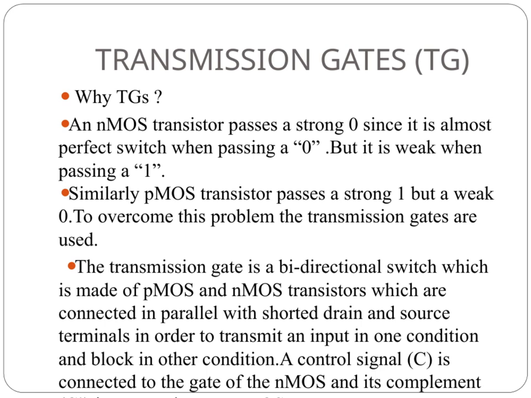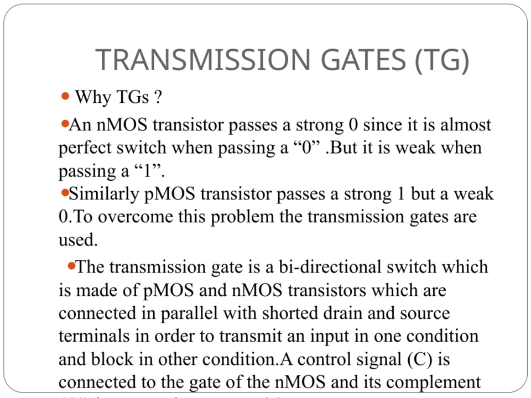A transmission gate is essentially a bidirectional switch formed by connecting a PMOS and an NMOS transistor in parallel, with their drain and source terminals shorted. This arrangement allows the gate to efficiently transmit the input signal in one state while blocking it in the other.